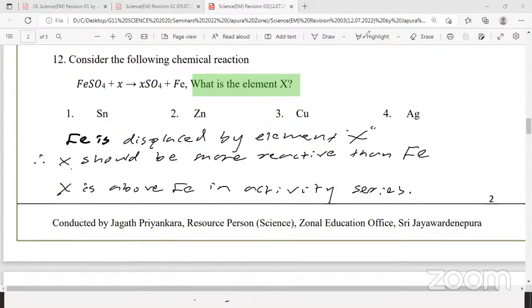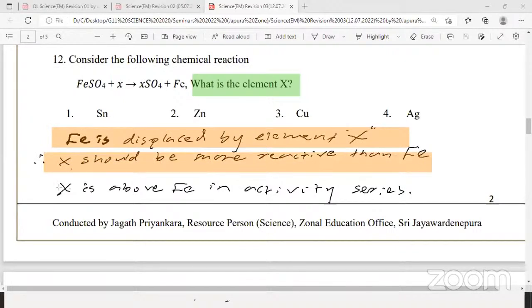So this is how you predict the answer. First step is what? Iron has been displaced by X. Therefore, X should be more reactive to displace iron, and X must be above iron in the activity series. If you don't know the activity series, that is the end of this question. Any volunteers now who can give me the answer at least now? If you know the activity series now, you should be able to give the answer. You should know which metal is above iron out of these 4 answers given.